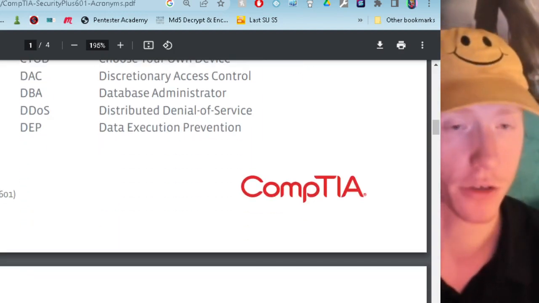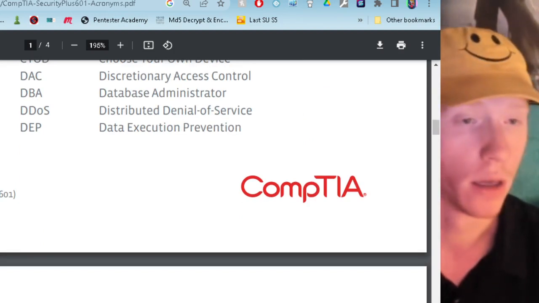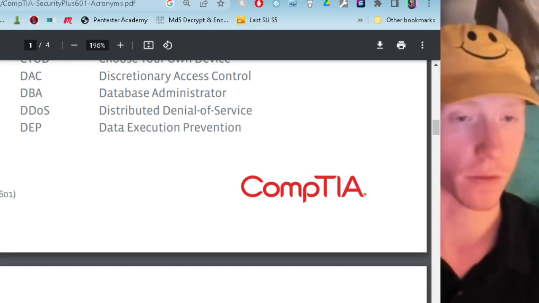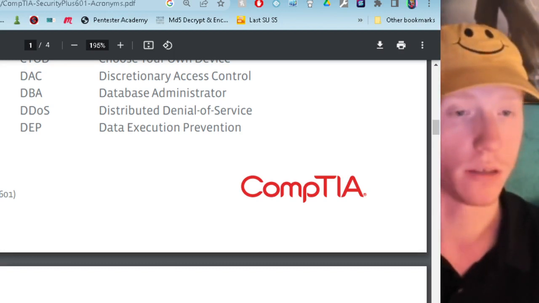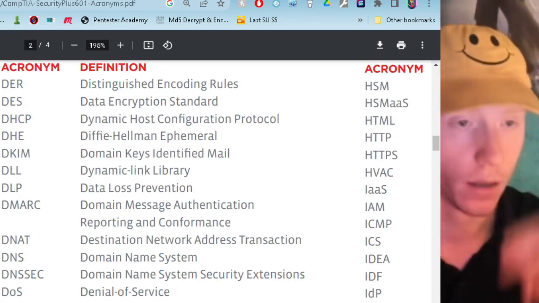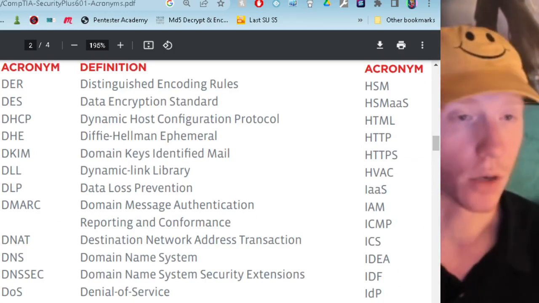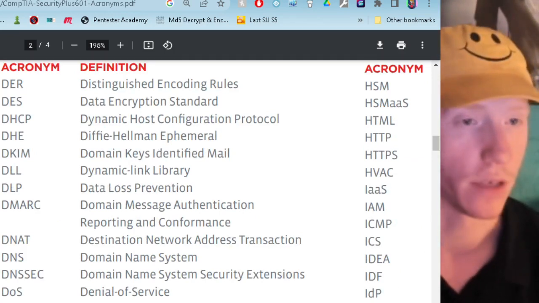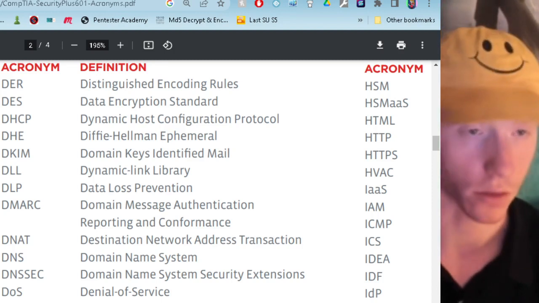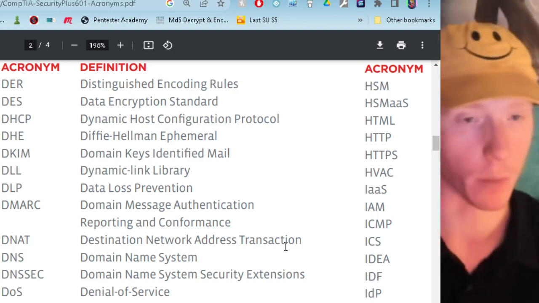DAC, Discretionary Access Control. DBA, Database Administrator. DDoS, Distributed Denial of Service. DEP, Data Execution Prevention. DER, Distinguished Encoding Rules. DES, Data Encryption Standard. DHCP, Dynamic Host Configuration Protocol. DHE, Diffie-Hellman Ephemeral.